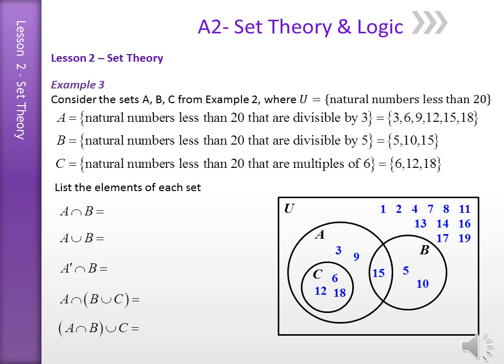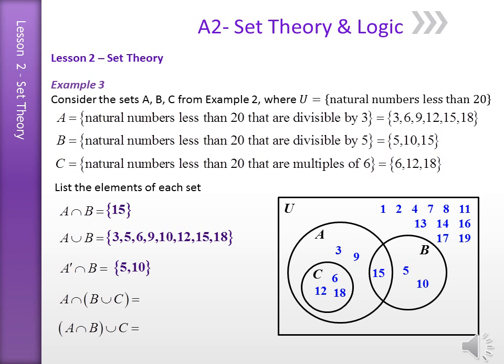Let's start with A intersect B. That would be the area that overlaps between A and B, which contains the element 15. A union B will contain all the elements that are in set A and set B. So that would include your 3, 5, 6, 9, 10, 12, 15, and 18. A prime intersect B. That would be all the elements that are not in A and are in B. So this would be just the elements 5 and 10.